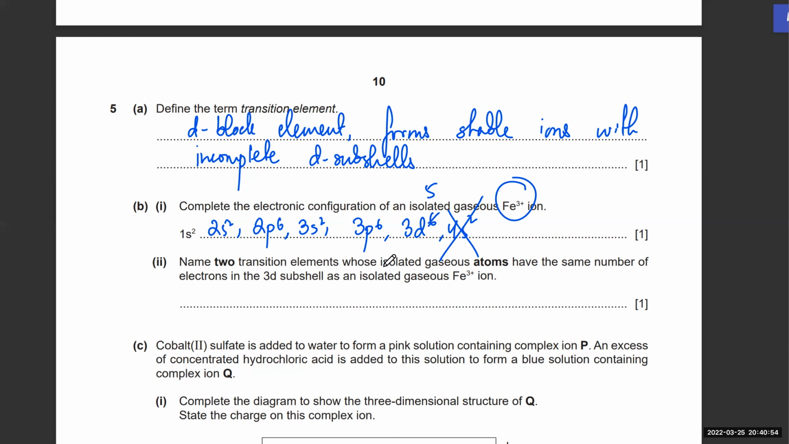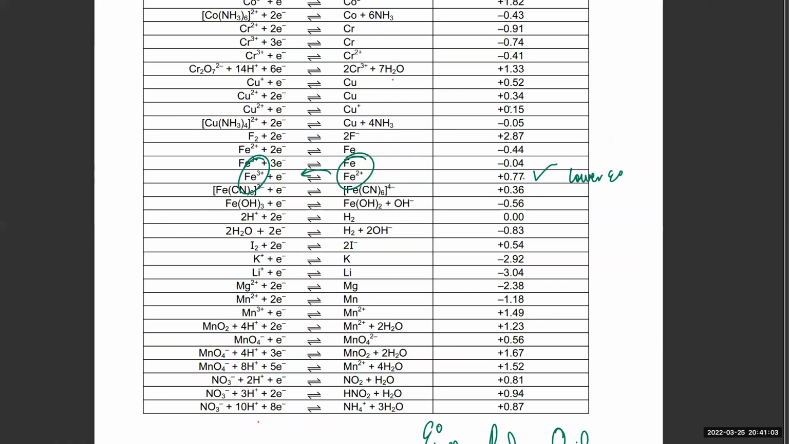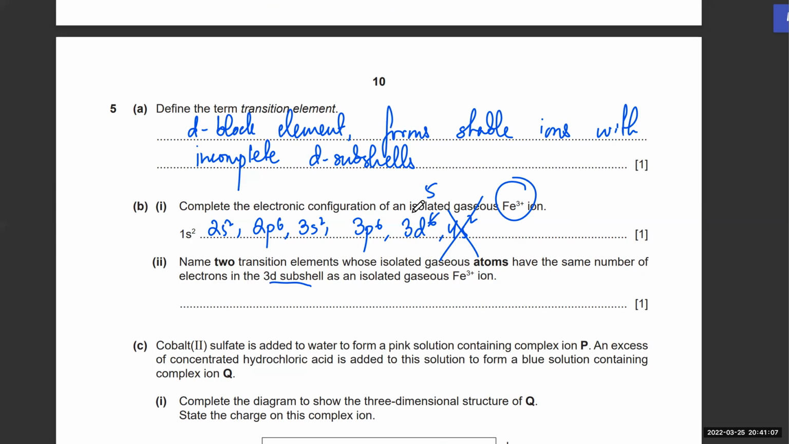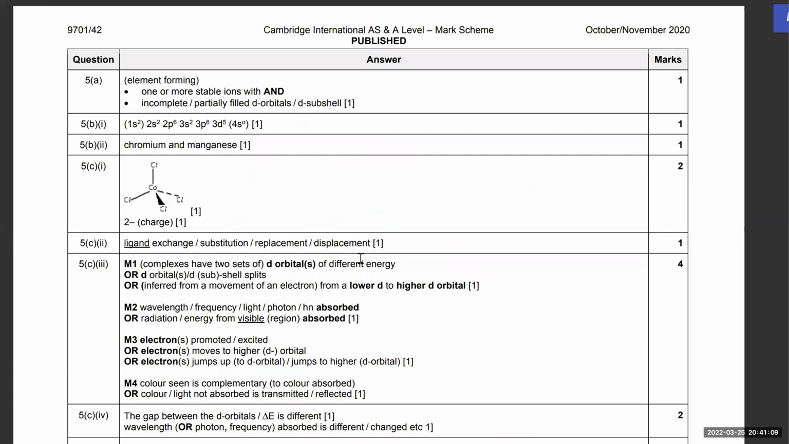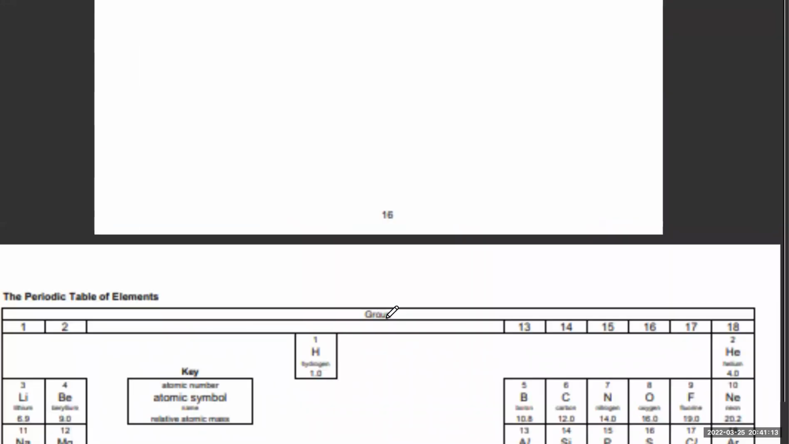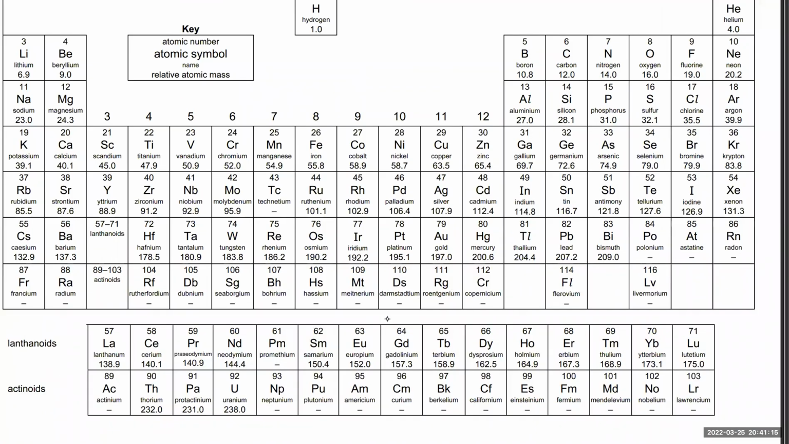I said name 2 transition elements whose atoms have the same number of electrons in the 3D subshell. Oh, that's easy. Why? Because all you have to guess is who has 3D5. So actually 2 elements. Let me go over here. Look at the periodic table. Remember, calcium is 3D0 and 4s2.